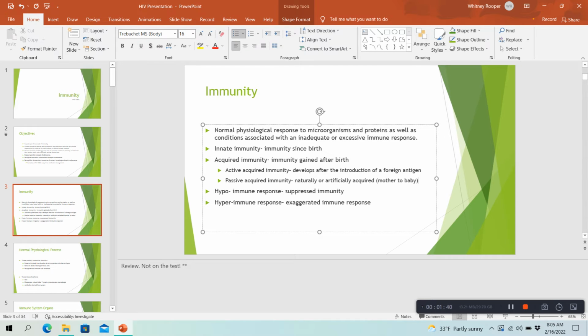What about a hyperimmune response? So what are some of the examples of that? So when our patients have anaphylactic reactions to things, that all falls there. So our immune system is kind of doing too much, working overtime.